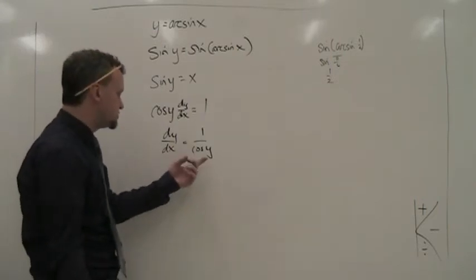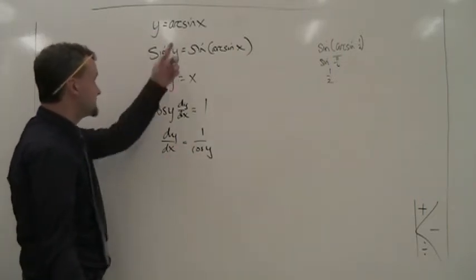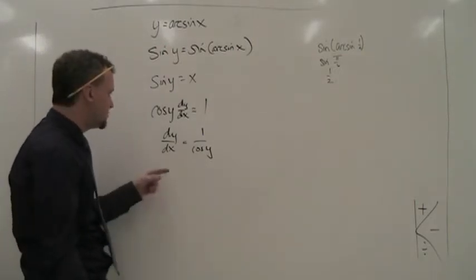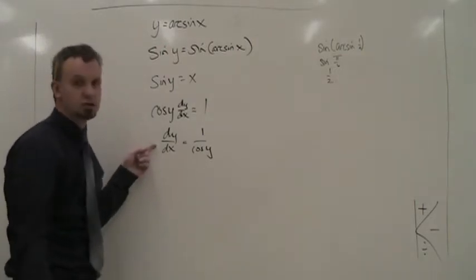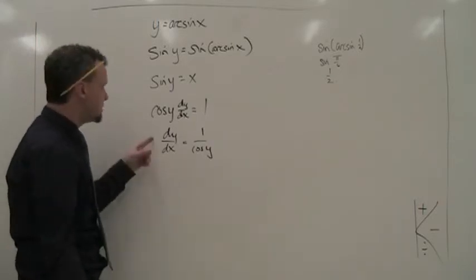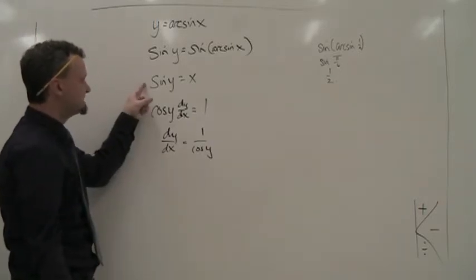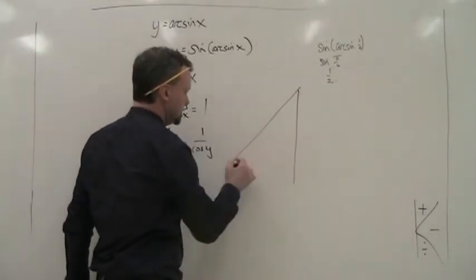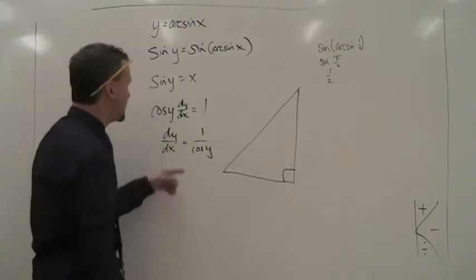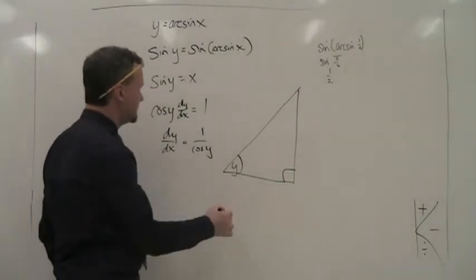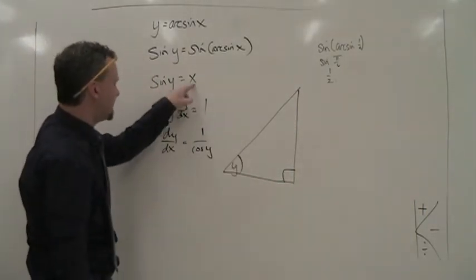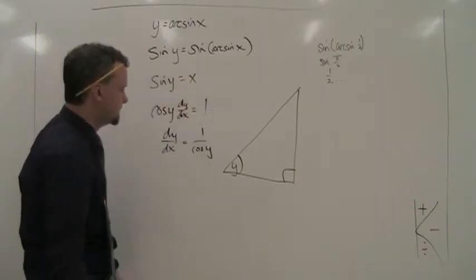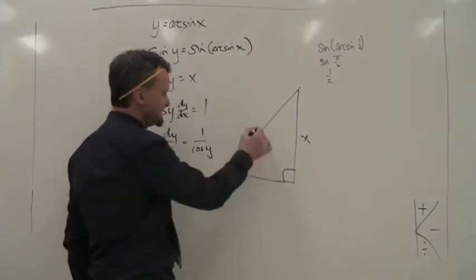Except I don't want my answer in terms of y, I want it in terms of x. Because I started with y equals arc sine x. So the question is, how do I take this and rewrite it in terms of x? So if you look back up here, sine y is equal to x. Well, that actually leads you to a right triangle. When the angle measure is y, sine is opposite over hypotenuse. So you have x over 1. So the opposite side is x, the hypotenuse is 1.